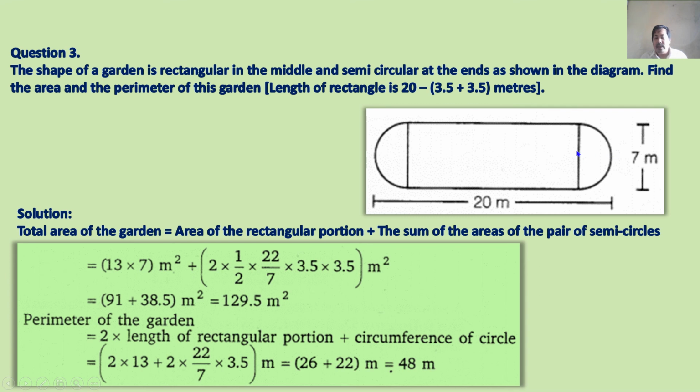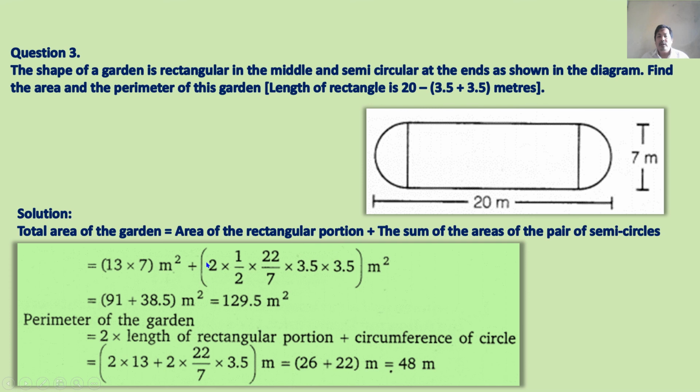When the radius is 3.5, as it is half of 7 meter, then the gap here also will be the same as the radius, that means 3.5. That's why we have to subtract 3.5 again and again from 20, so that we get here 13 meter, isn't it? So next is plus 2 times the area of the semicircle.